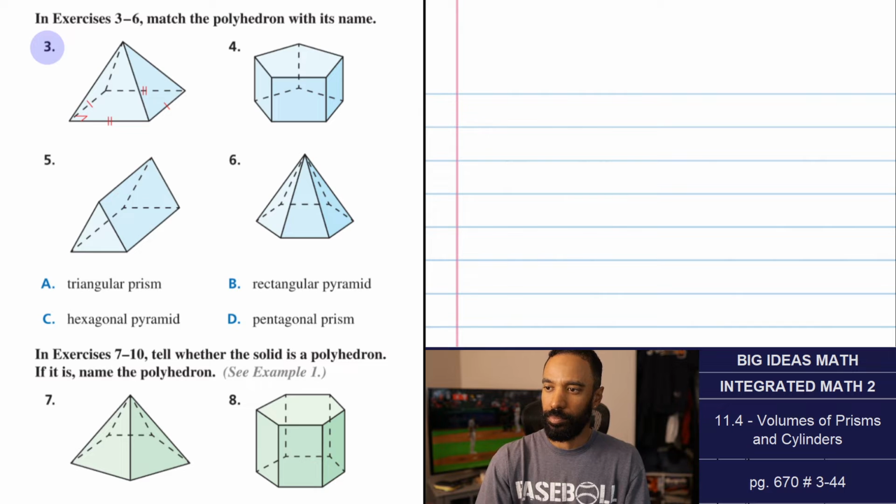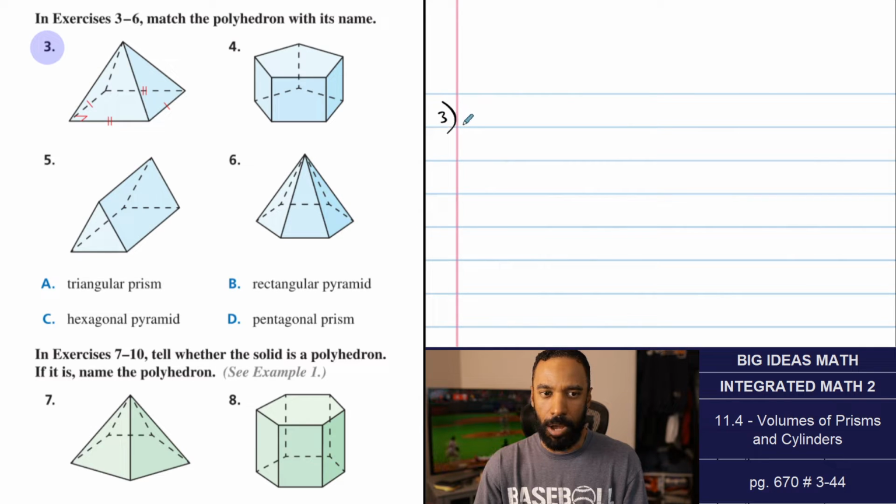I imagine that since we came off of section 11.3 with areas of regular polygons, we might have to do some of the trig and special right triangles with the formula A equals 1/2 apothem times perimeter. I'm sure it'll pop up somewhere. So guys, let's go ahead. Let's get started here. Numbers 3 through 6 match the polyhedron with its name.